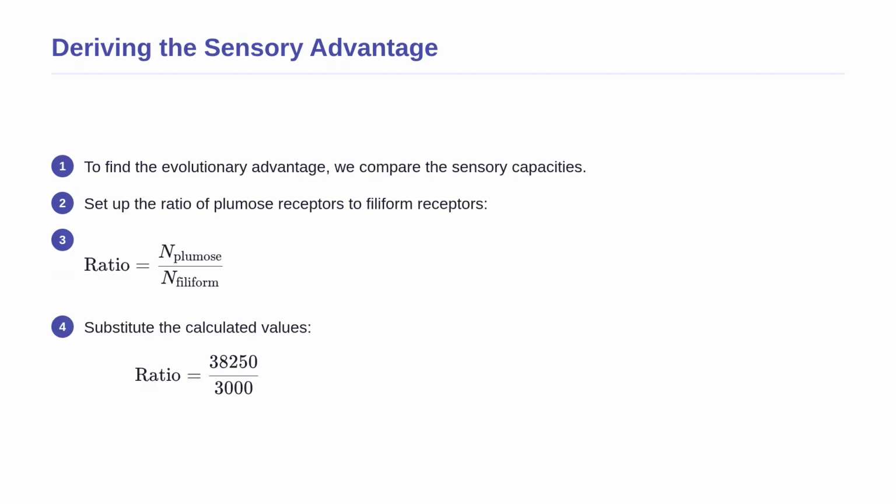We have just calculated the sensory capacities for both antenna types, but let us mathematically prove exactly how much more effective the feathery shape is. To do this, we will set up a ratio comparing the total receptors of the plumose antenna to the filiform antenna. We take our result for the male mosquito, which was 38,250, and divide it by the cockroach's result, which was 3,000. This mathematical reasoning allows us to quantify the exact evolutionary advantage gained by simply changing the physical shape and density of the sensory organ.